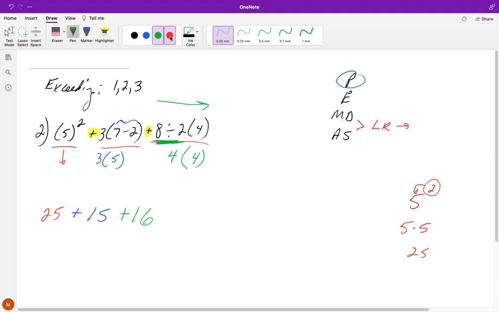So this is one where if you didn't do it in the correct order and you did 2 times 4 first and got 8 divided by 8, you would have got 1, but that is not correct because you're not following your order of operations properly. And then here we're just going to add: 25 plus 15 is 40, and 40 plus 16 is 56.